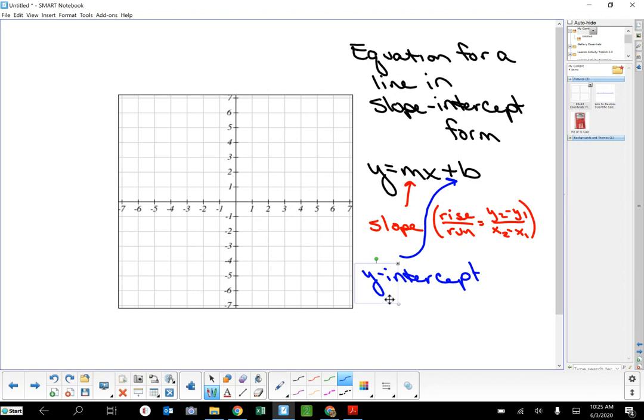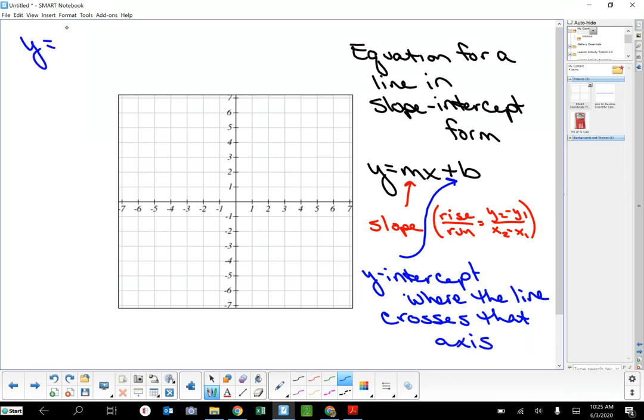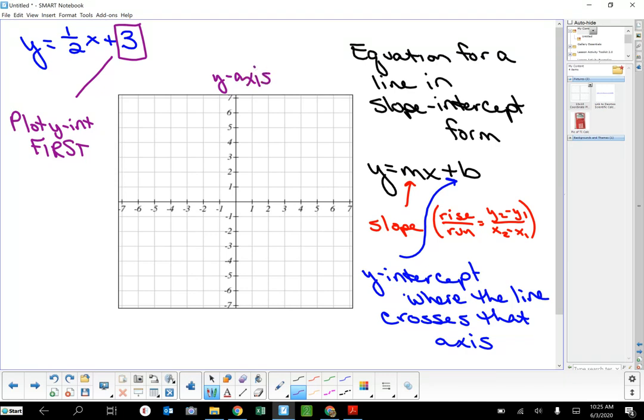And remember that an intercept is where the graph or the line crosses that axis, right? So if we see an equation that looks like y equals 1/2 x plus 3, you're going to always plot the y-intercept first. And it goes on the y-axis, right? That's why it's called a y-intercept. So we're going to find the value of 3 on the y-axis, which goes up and down. And that is right there. And I'm going to plot a point there.